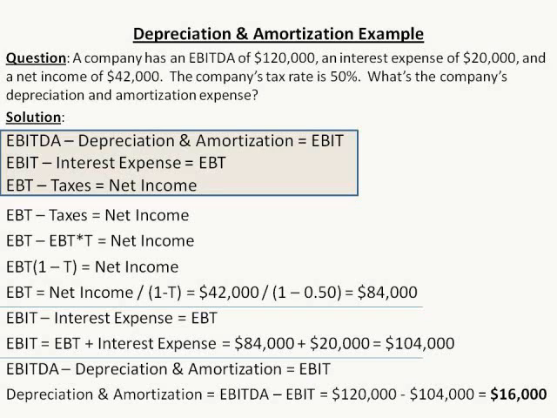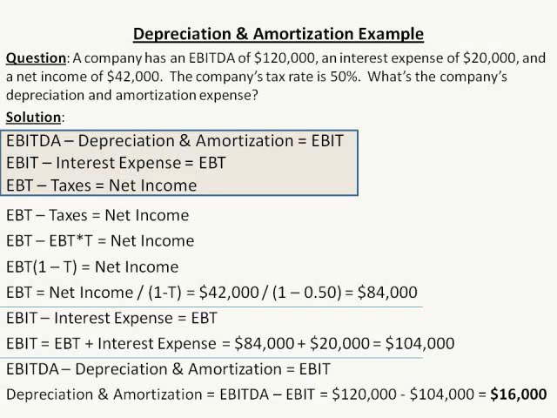In the box here, I have some very important equations for this miniature income statement. EBITDA minus depreciation and amortization equals EBIT. EBIT stands for earnings before interest and taxes. EBIT minus interest expense equals EBT. EBT stands for earnings before taxes. EBT minus taxes equals net income.